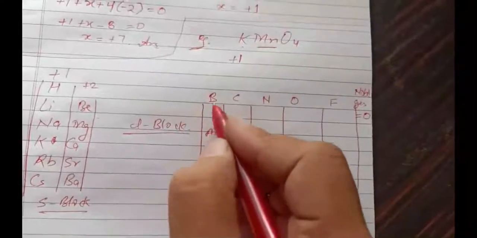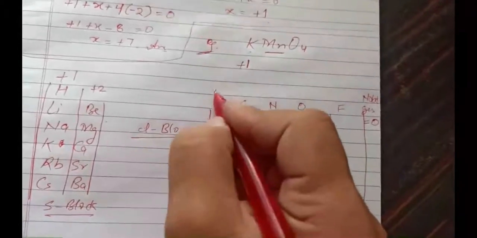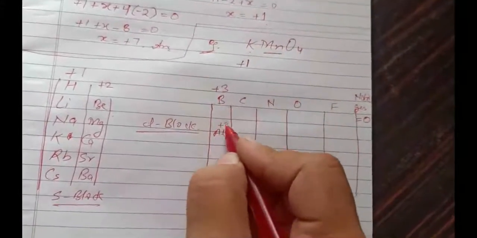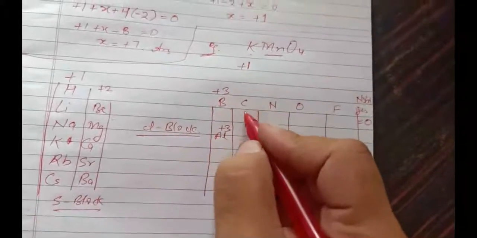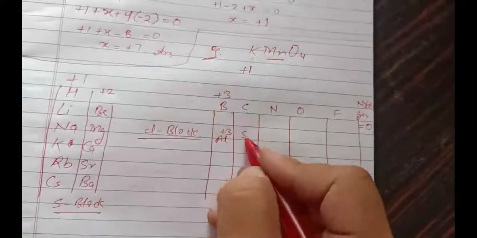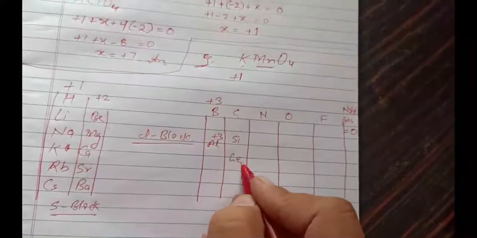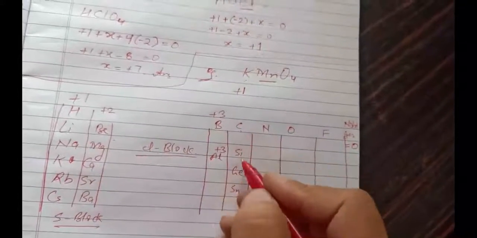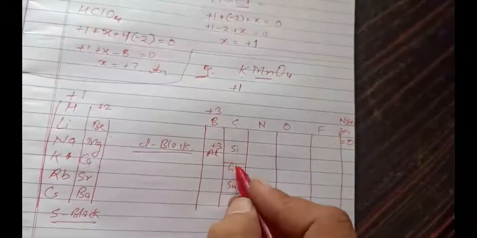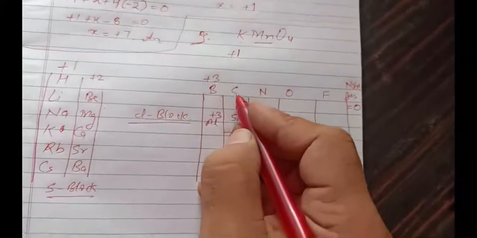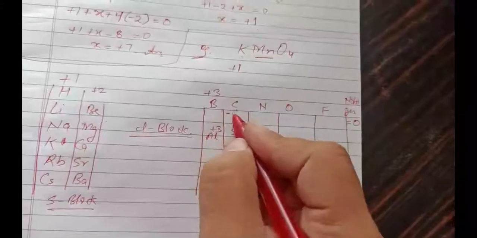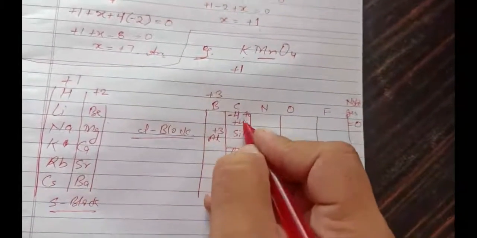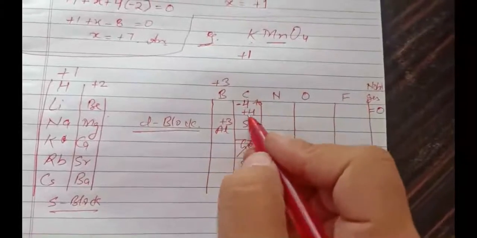Now I talk about first boron and aluminium. Their oxidation number is always +3. For carbon and the other elements like silicon, germanium, tin, these last two are not useful for us, but you have to remember at least carbon and silicon. Their oxidation number can vary from -4 to +4. Please remember -4 to +4.